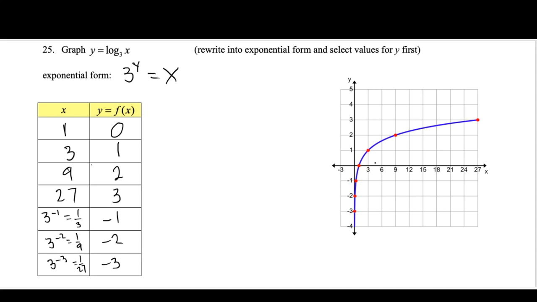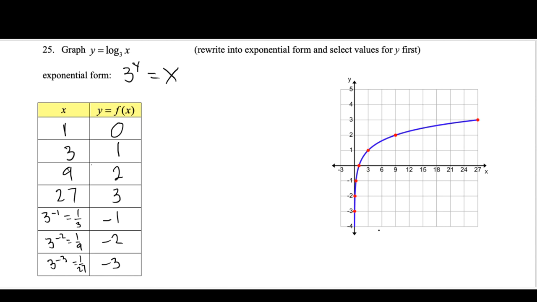And actually the graph is already here for us, but the point 1, 0 is right there. 3, 1 is right there. 9, 2 is right here. 27, 3 is up here. Okay. 1/3, -1 is right here. 1/9, -2 is right here. And 1/27, -3 is right here. And so we sketch the graph like this, okay?